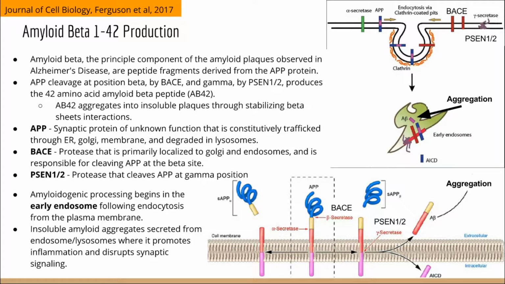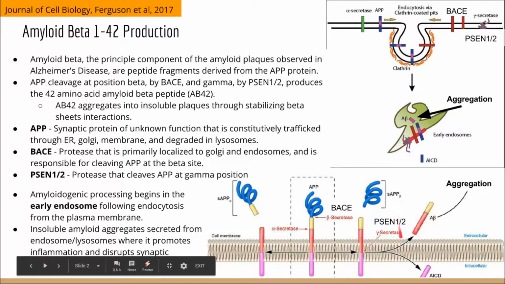Amyloid beta is the principal component of the amyloid plaques that are observed in Alzheimer's disease and are actually composed of short peptides derived from a protein called APP. APP stands for amyloid precursor protein, and that's about all that's really known about this protein. Its function is quite mysterious. So these amyloid beta plaques that suffuse the diseased Alzheimer's brain are chock full of these peptide fragments derived from the APP protein right here.